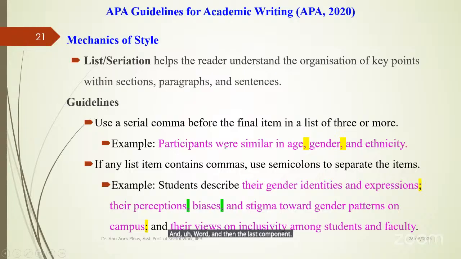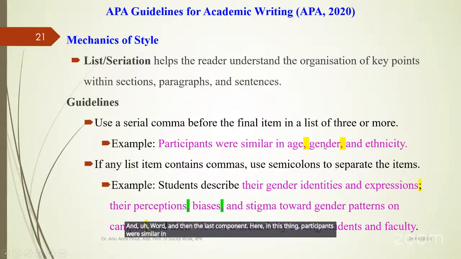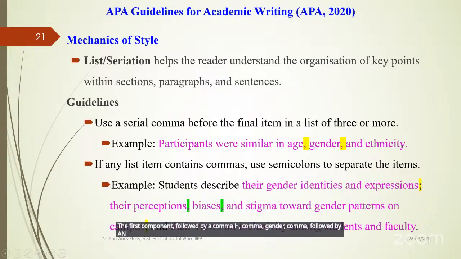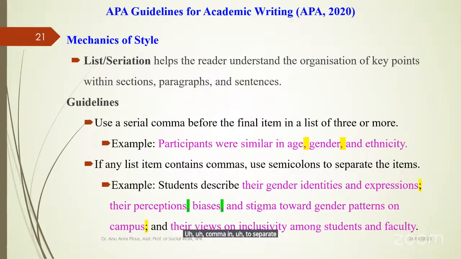Here in this example, participants were similar in age, gender, and ethnicity. There are three main components in this. First component followed by a comma, age, comma, gender, comma, followed by the word and, and then the last component. This is the way you have to use the comma to separate the components in a sentence. And imagine that if you have multiple components, then you need to bring a comma as well as a semicolon to segregate your ideas very clearly to the readers.